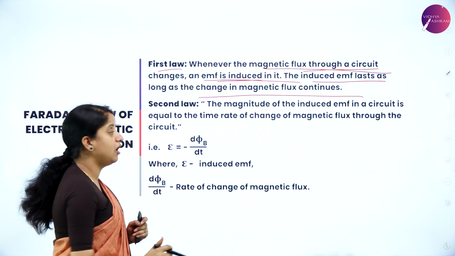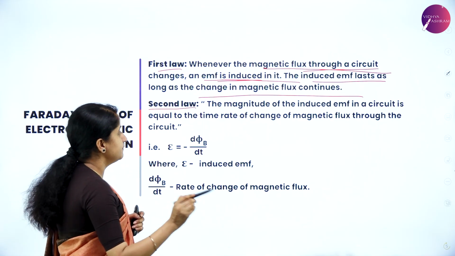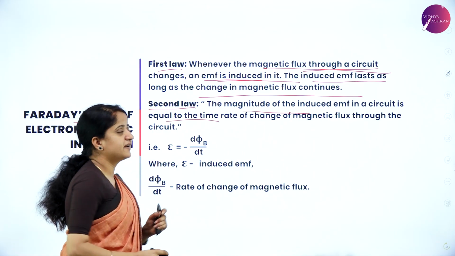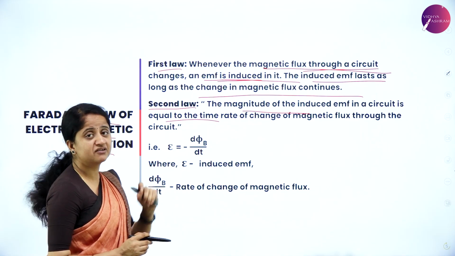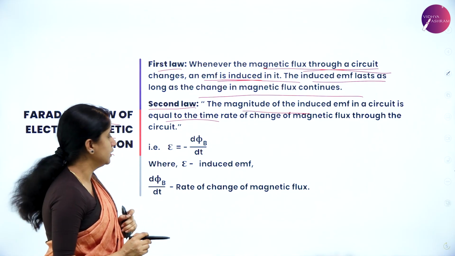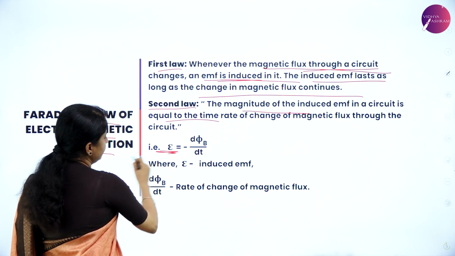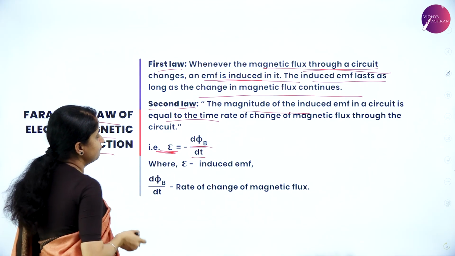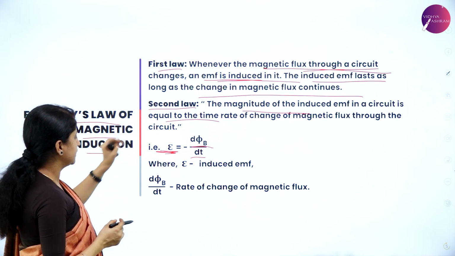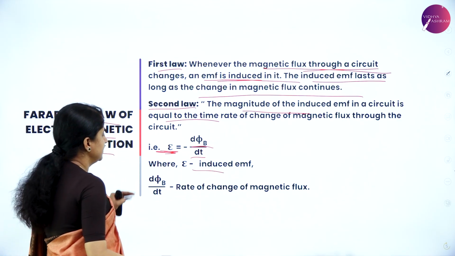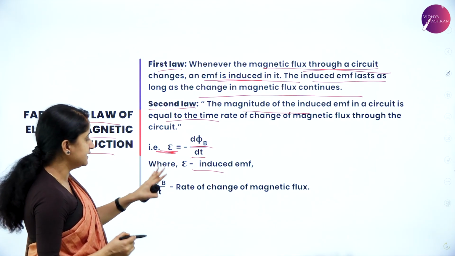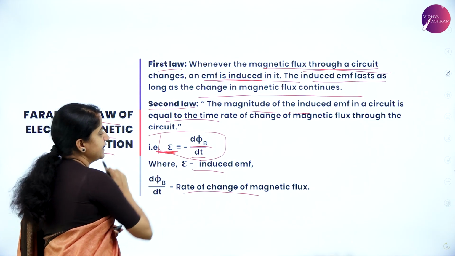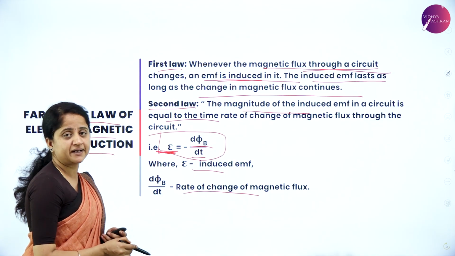What is the second law of Faraday? The second law states that the magnitude of induced EMF in a circuit is equal to the rate of change of magnetic flux through the circuit, which means E is equal to the magnitude of d phi B divided by dt, where E is the induced EMF and d phi B divided by dt is nothing but the rate of change of magnetic flux. So these are the two laws of Faraday in explaining electromagnetic induction.